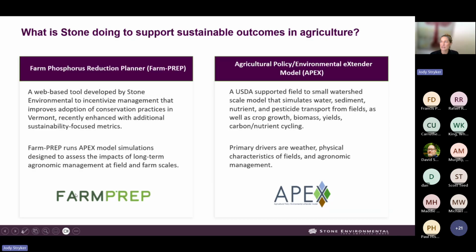So what we're going to talk about today is a tool that Stone has developed, again, over the last several years, originally designed with a water quality focus and now enhanced to help us understand the potential impacts of agronomic management on a larger suite of sustainability indicators.